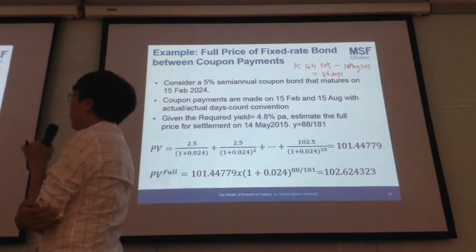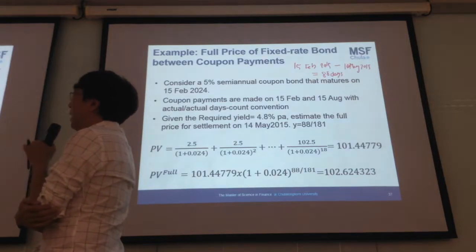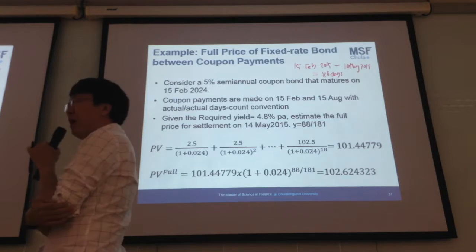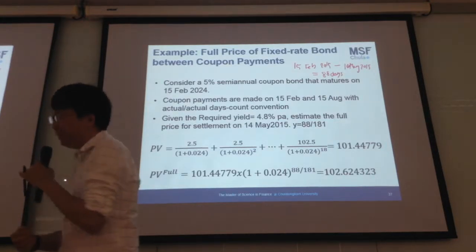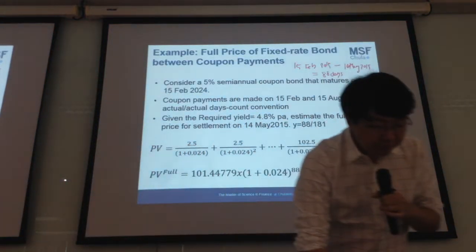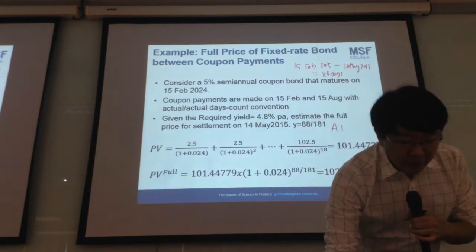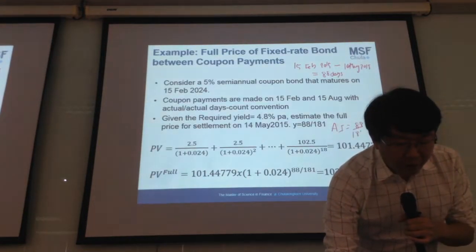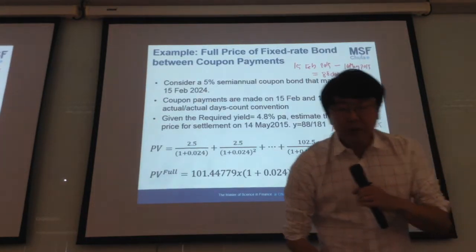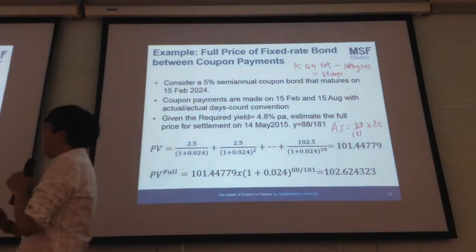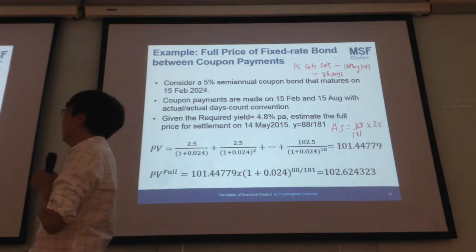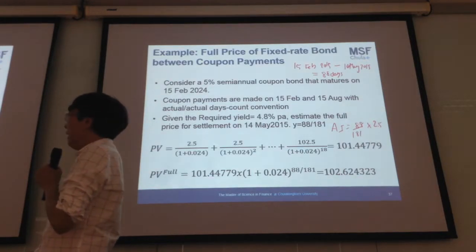And then you can estimate the accrued interest. AI is equal to 88 days over 181 multiplied by 2.5. So once you know AI, you can estimate the flat price or the clean price.